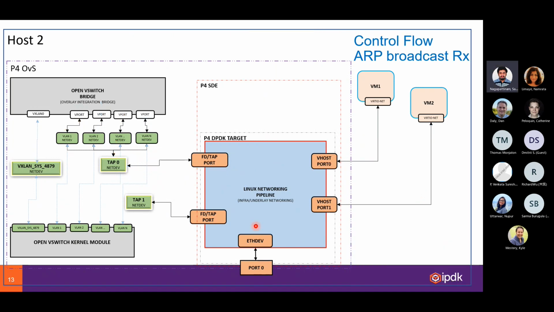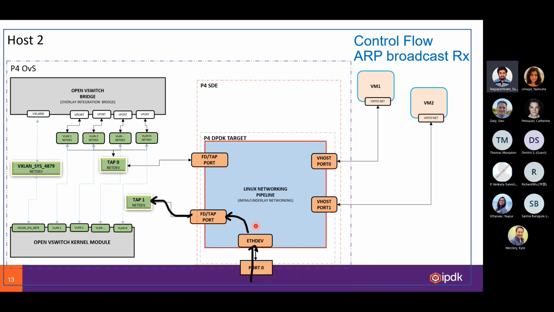Now this packet has reached on the wire and has reached your host 2 where your P4 OVS is again running. Now let us see how OVS reacts and what are the notifications or what are the tables populated once it receives an ARP broadcast packet, or a tunnel ARP broadcast packet. The moment the ARP broadcast packet reaches your port 0, it goes to your pipeline. Again, it's a control packet. It goes to your tap 1 port.